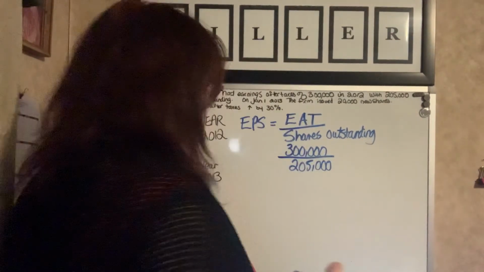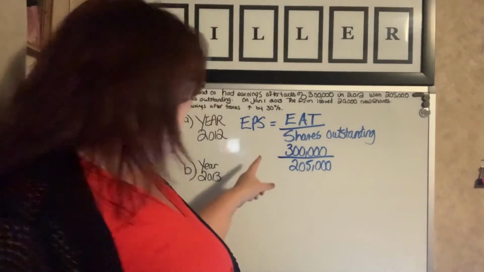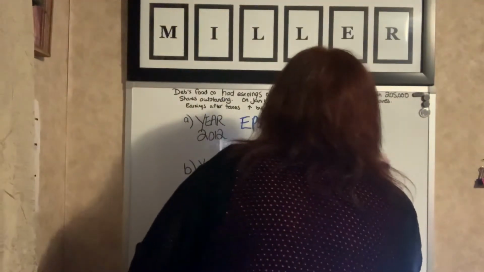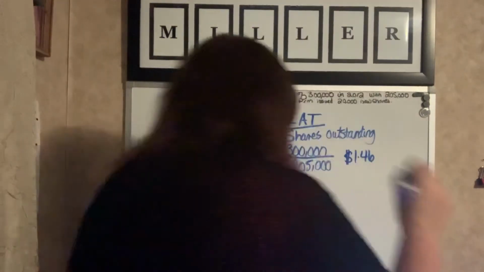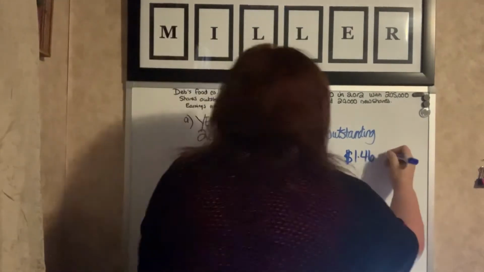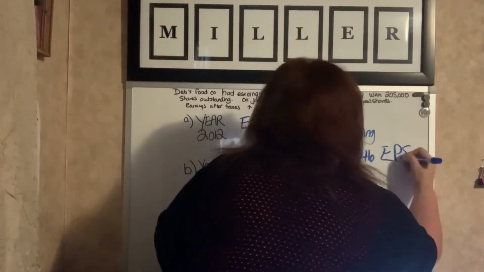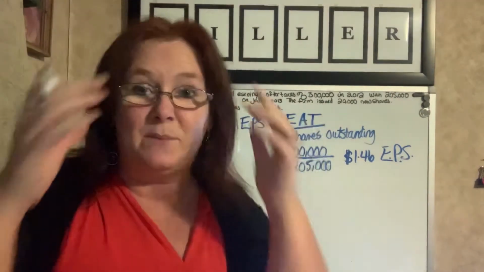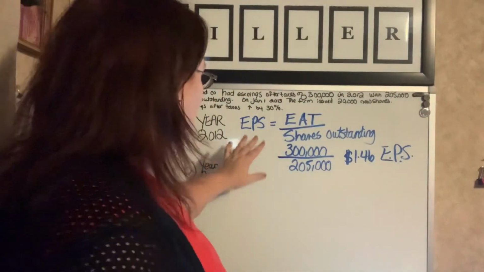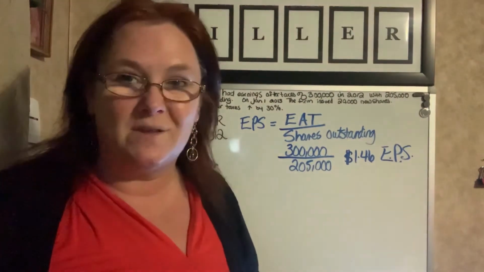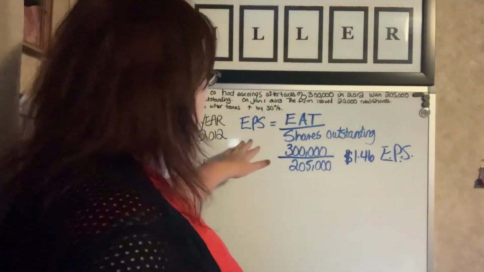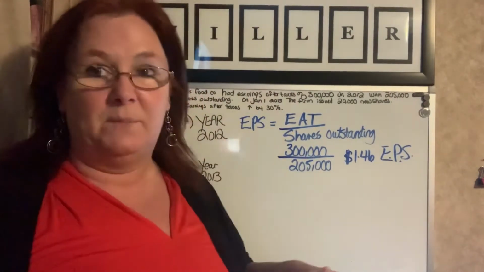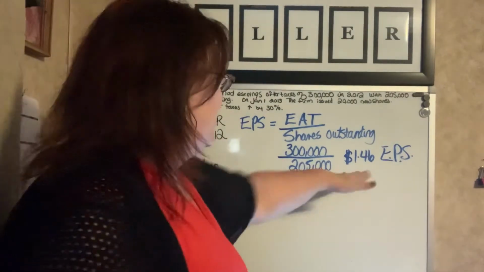205,000 shares outstanding. So if you take that 300,000, you divide it by 205,000, you should get $1.46. That is your earnings per share. That's what I'm saying. The book has got pages upon pages about this, but if we just break it down into simple formulas and we have those numbers, we can see that it's really quite simple. It's just a division to get you your earnings per share.